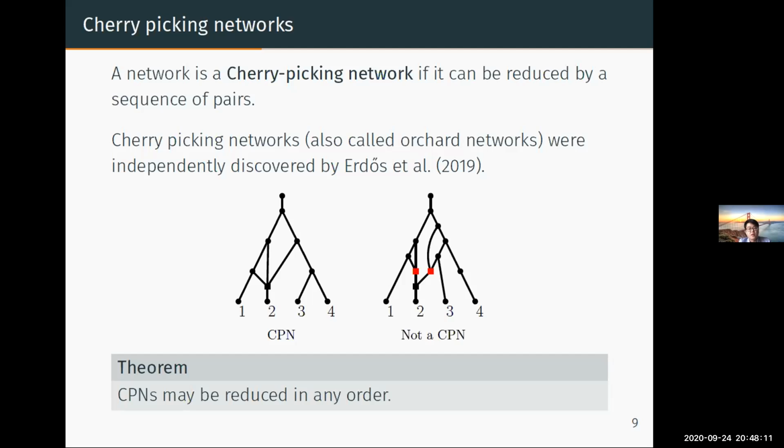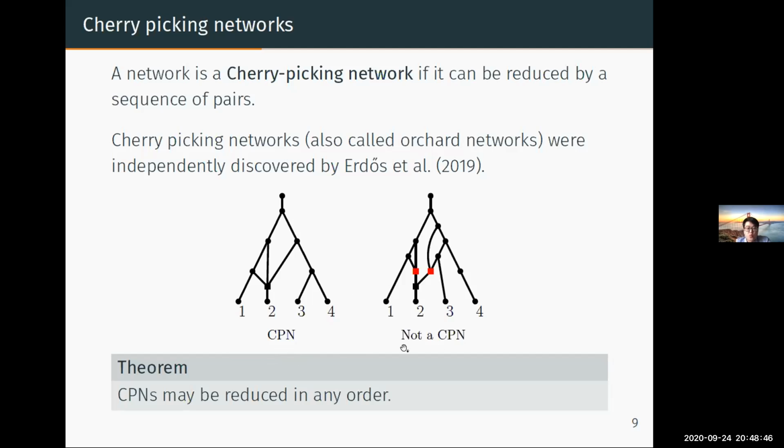And these cherry-picking networks were also independently discovered by Peter Erdős, Mike Steele, and Charles Semple. And in their paper, it was called Orchard Networks. And they used a measure called ancestral profiles to find them. So here we have an example of a cherry-picking network. Remember, this is the one that we saw on the previous slide. So we know that it is reducible by picking cherries and reticulated cherries.